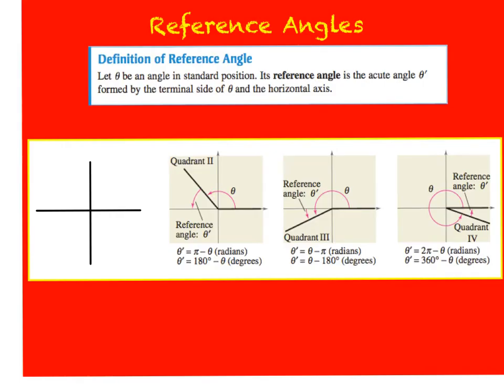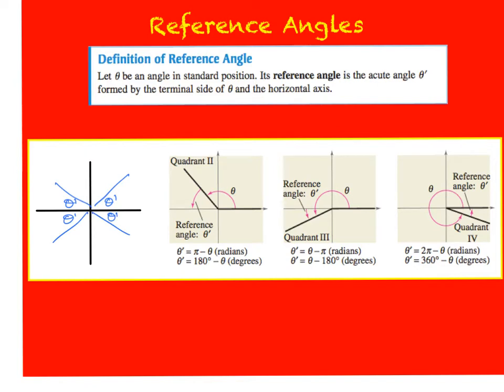I need a reader. Thank you so much, Jomar. Let theta be an angle in standard position. Its reference angle is the acute angle theta prime formed by the terminal side of theta and the horizontal axis. All right, fantastic. The horizontal axis is the x-axis. So all of our reference angles are going to be formed with the x-axis. So there's theta prime, there's theta prime, there's theta prime, there's theta prime. It's all going to be formed with our x-axis.